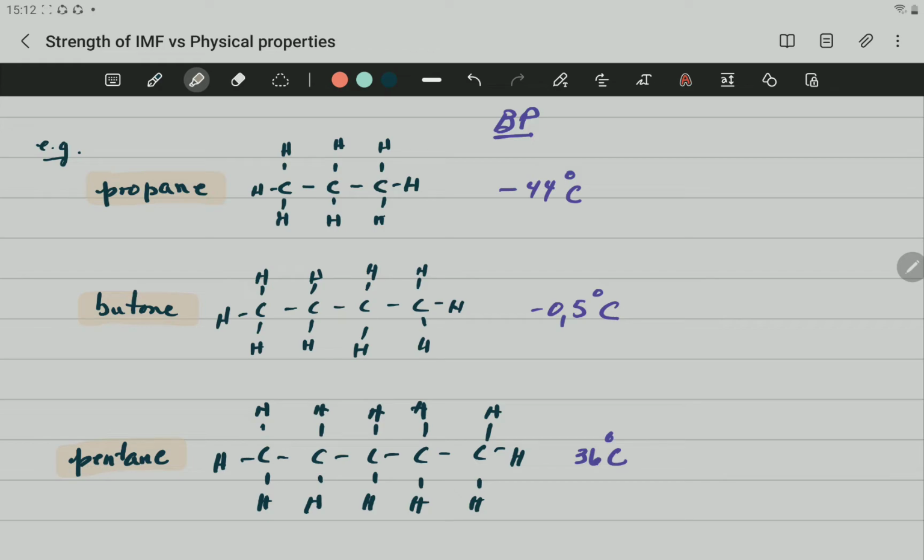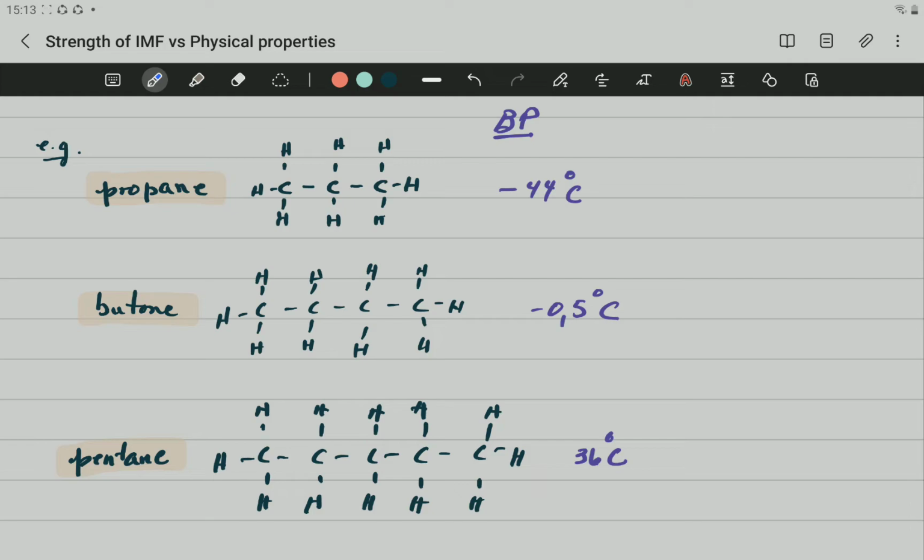We have here the boiling point of each of them. You can see that the boiling point is increasing from propane to butane to pentane. What is the trend here? The molecules become larger. You can see 3 carbons here, 4 carbons here, and 5 carbons here. So the molecule is becoming larger and larger, and as it does, the boiling point increases.